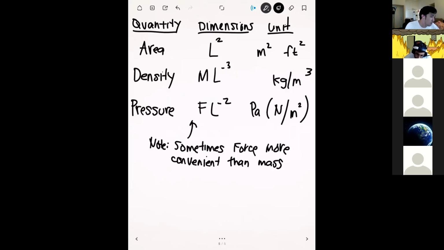All right, let's do one more, just because it would be important. So let's do velocity. Okay. So velocity is pretty simple. It's just a length over time. Okay. The way we express that in dimensions is L T to the minus 1. Okay. And then the units for that in SI units will be meters per second.